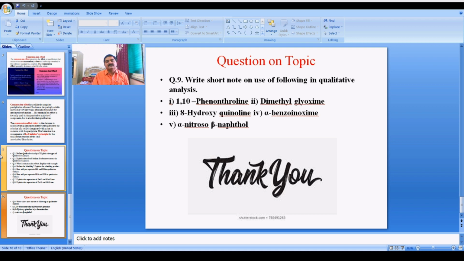So here it is. All the preparation of these organic metal chelates which are given in your notes, you can write very well after reading this point of organic metal chelates. Every time the question can be asked in the exam: write a short note on the use of organic reagents in qualitative analysis.